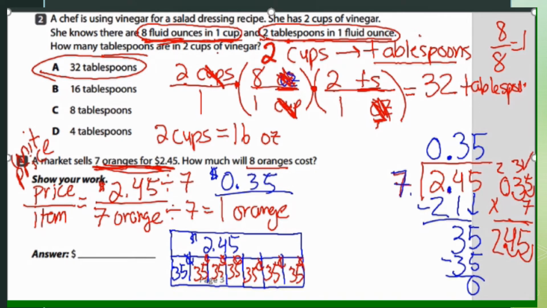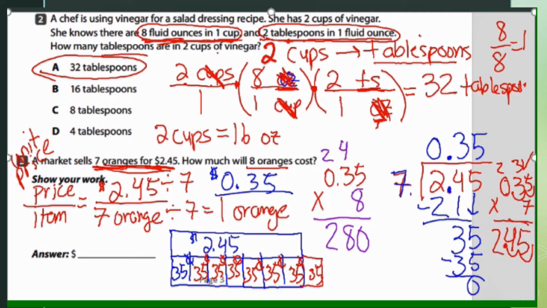So if 1 orange costs 35 cents, I can figure out how much another orange costs by adding another 35 cents to 245. Or I can just take my unit rate, 35 cents times 8. And then I have 8 times 5, which is 40. 8 times 3, 24, 28, plus 4. And then 8 times 0 is 0, plus 2 is 2.